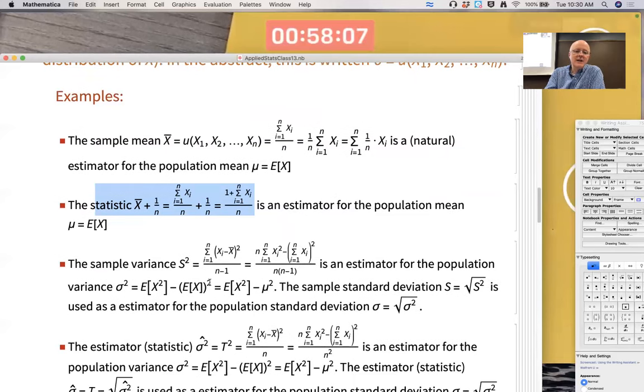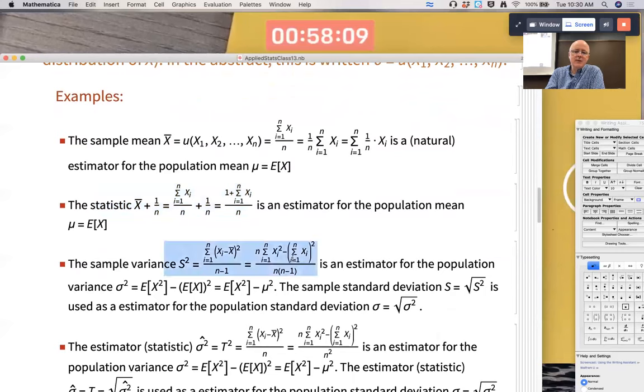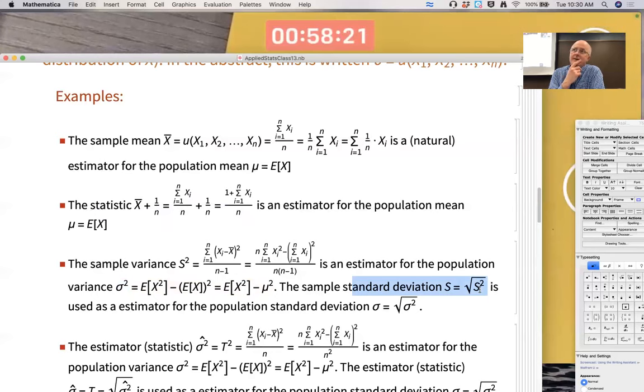Of course, there's knowledge here. You should know the sample variance where you divide by n minus 1 is an unbiased estimator for the population variance. Though the sample standard deviation is not an unbiased estimator for the population standard deviation. You had a homework problem about that, verifying that.